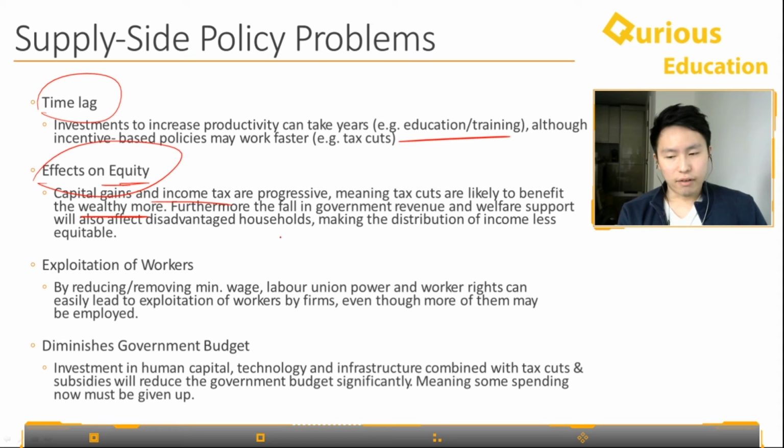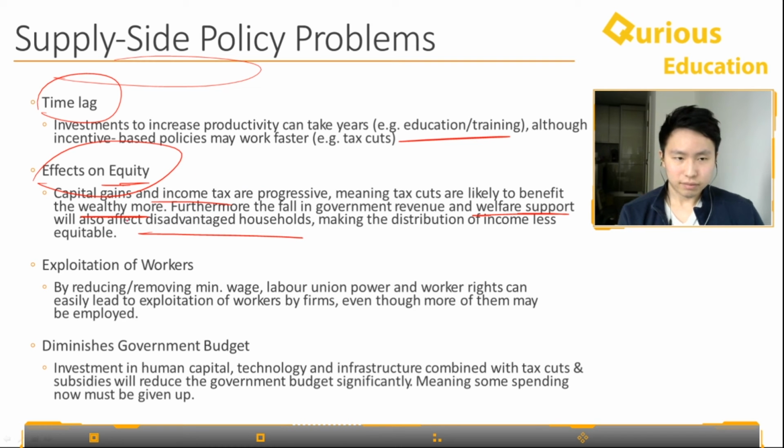Especially a 5% cut would benefit those in the top 10% income bracket a lot more, so they would gain more for their buck. And also, if we reduce welfare support and things like that, this would affect households that are disadvantaged or relatively poorer, right? So in general, supply side policy would have problems in terms of the distribution of income.